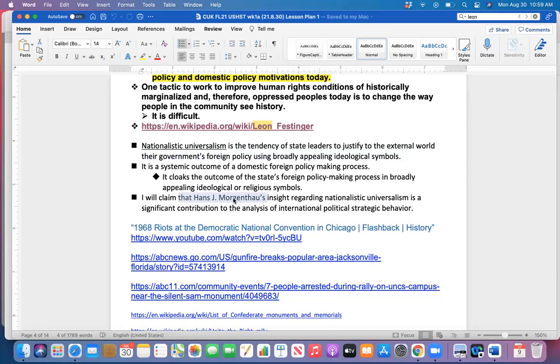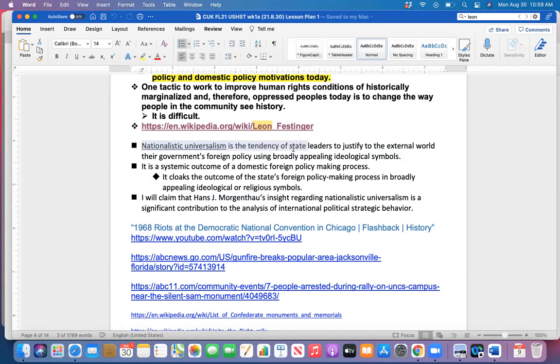Some of you may have taken Introduction to International Relations, and you may have learned about neorealism and neoliberalism and the theories of international relations. Well, the most important theorist after World War II was Hans Morgenthau. And he was the founder of classical realism. And he had a principle or concept called nationalistic universalism.